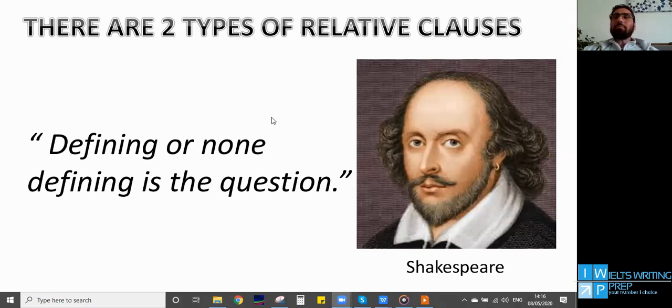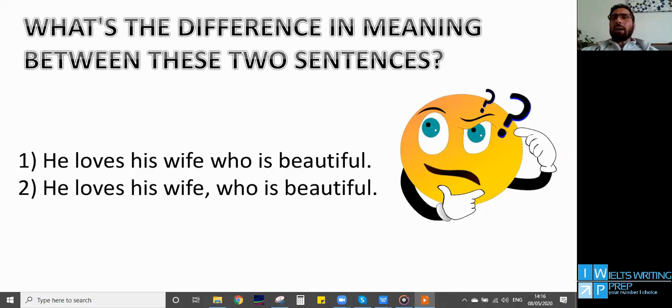Now, instead of me telling you the difference between defining and non-defining, I'm going to let you do all the hard work. I have two sentences here. I like to tease my students with these sentences. Look at them: "He loves his wife who is beautiful." "He loves his wife, comma, who is beautiful." One is a defining relative clause and one is a non-defining relative clause.